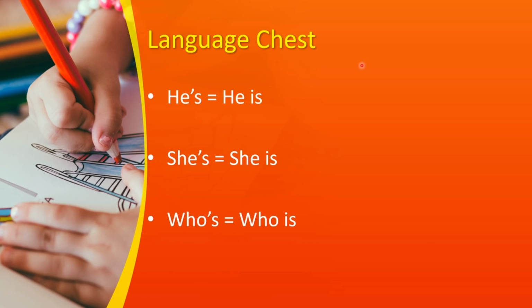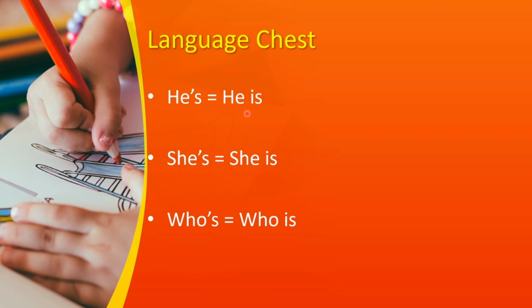Very good. Now let's proceed to language chest. So here we have words with the same meaning. So the first example is he's, he's. So this word has the same meaning with the words he is, he is.